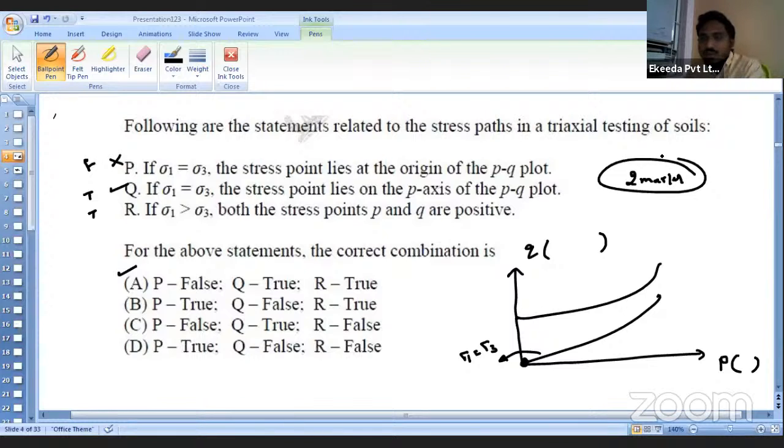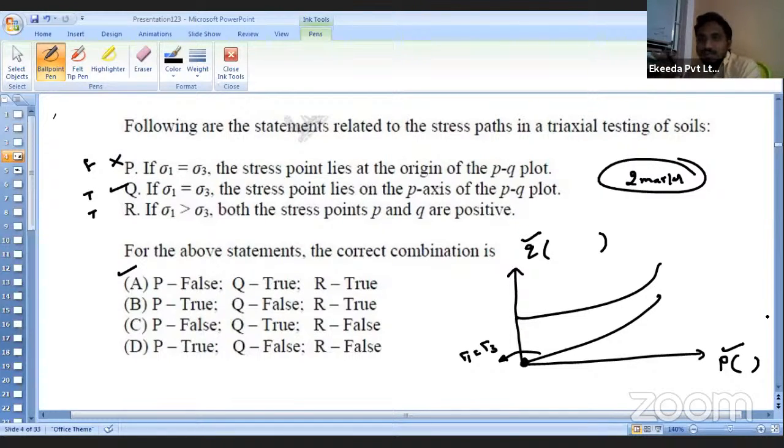So we should know how the stress path varies, and we should know the value of Q, and also the value of P, simply like sigma 1 minus sigma 3 by 2 or sigma 1 plus sigma 3 by 2. If you just remember these two, then obviously we can pick up the correct answer easily.